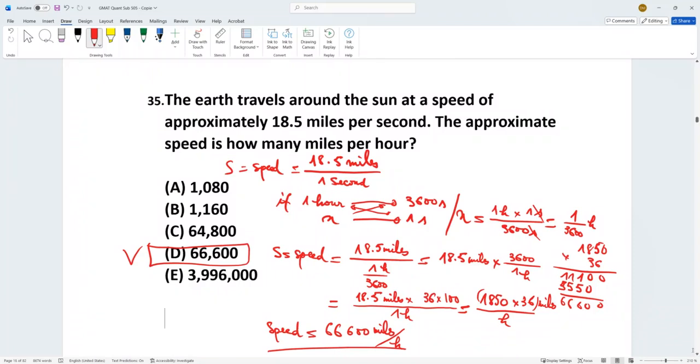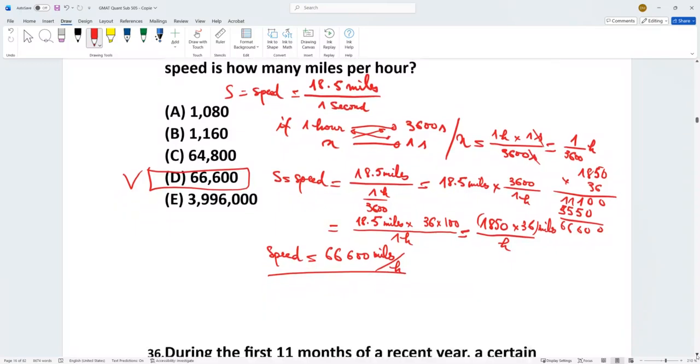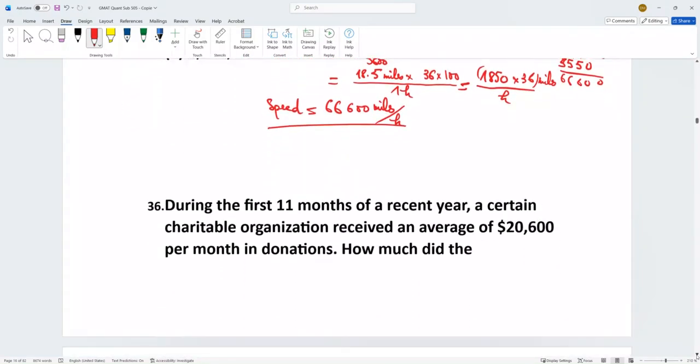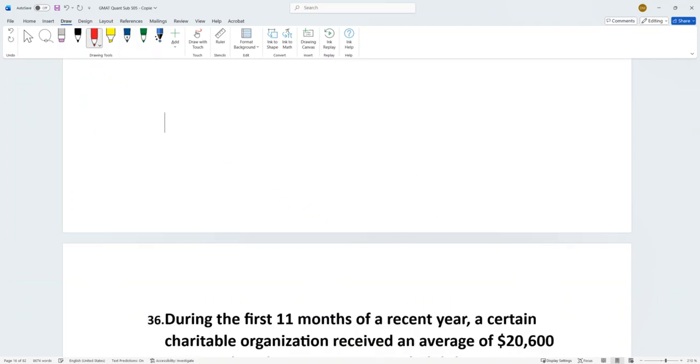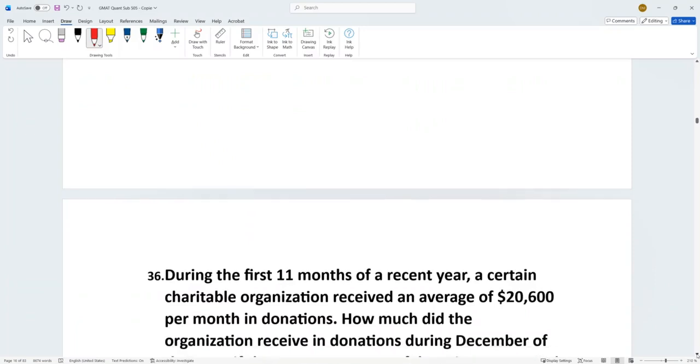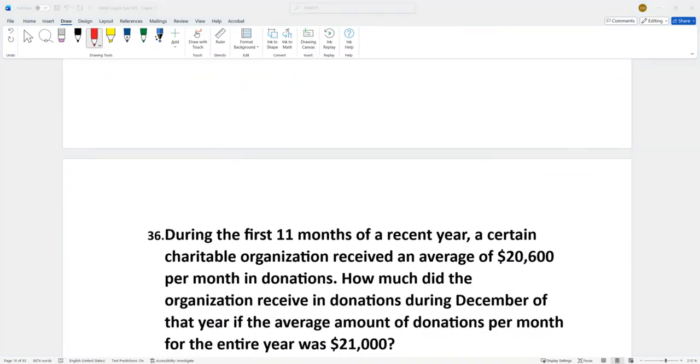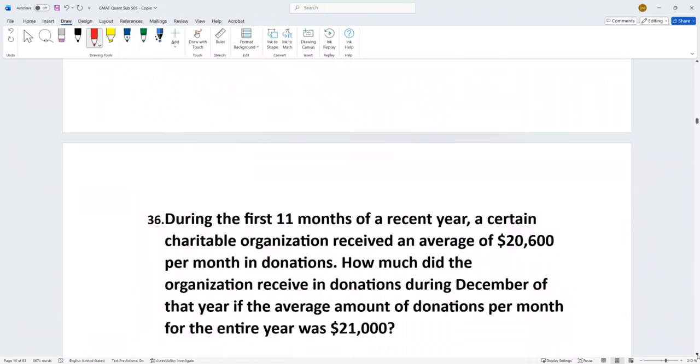Because I was explaining, it took a little bit of time, but it's something that you can do very quickly. Okay, so question number 36. Can we move to question number 36?